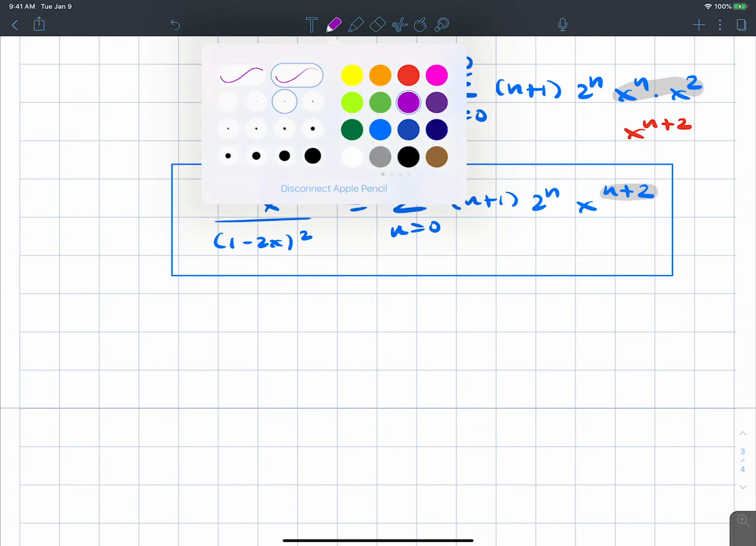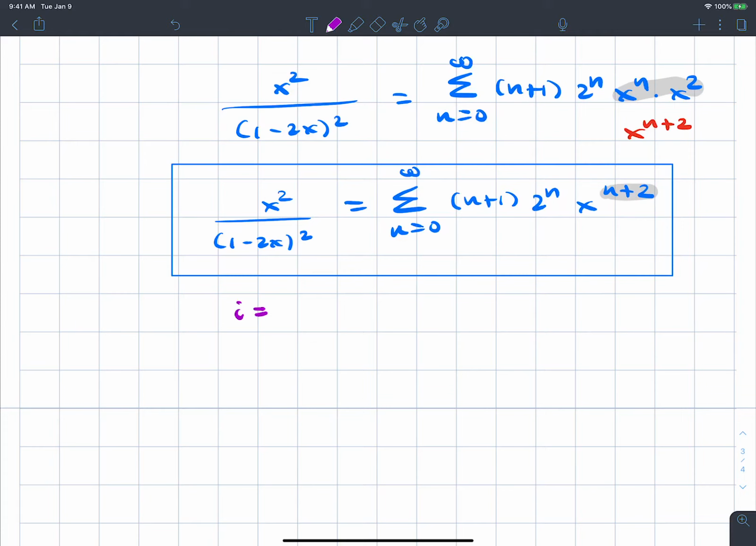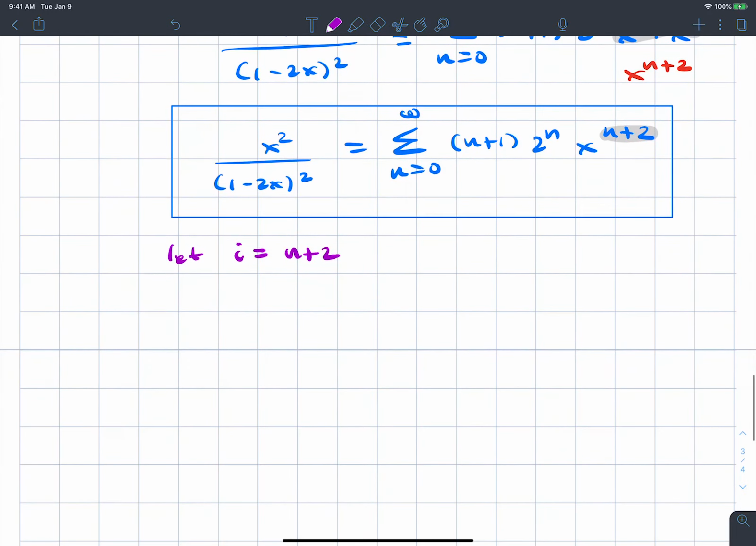Let's try this out. There's a couple of things you can see. You can say they're going to let i be n plus 2. I think the book did this. You could try that. That's fine. And in that case, n will be i minus 2 because you just solve for n. When n is 0, that means i starts at 2 because 0 plus 2 is 2.